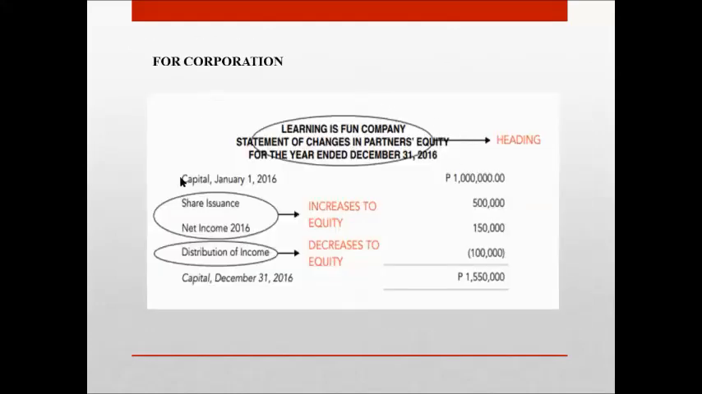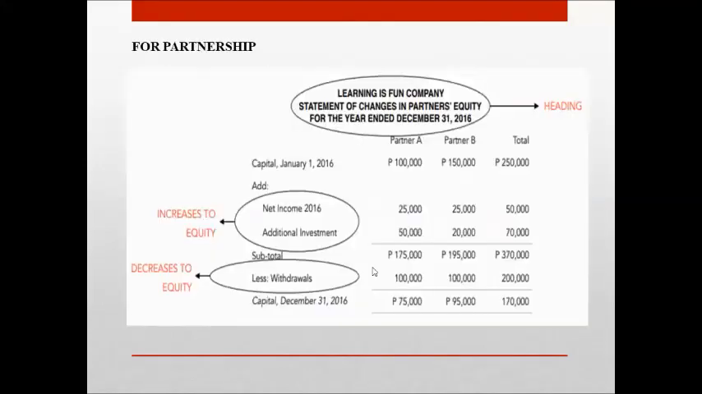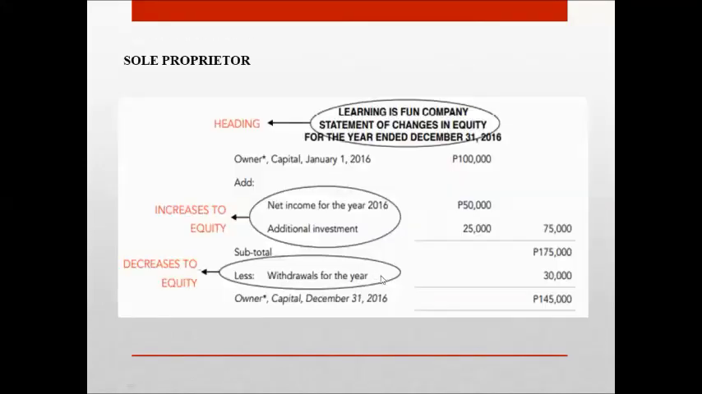And then this will be for corporation. So sa corporation, meron tayong capital, then the shares issuance, which will be the additional investment, and then the net income, and then distribution of income, which will be the withdrawals, considered as withdrawals kapag sole proprietor tayo. So ganun din siya. So napakadali lang ng ating statement of changes in equity. So corporation dapat to, hindi siya partners. So anyway, we will be only focusing sa ating sole proprietor.